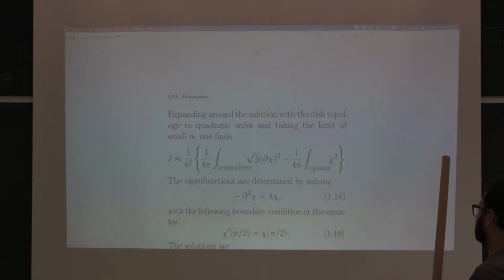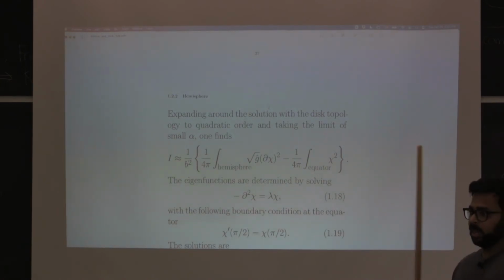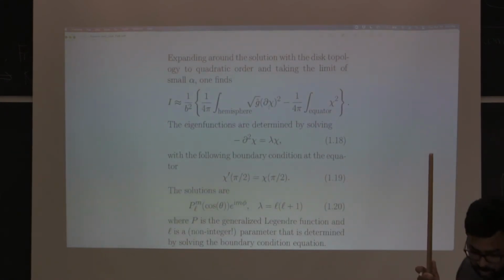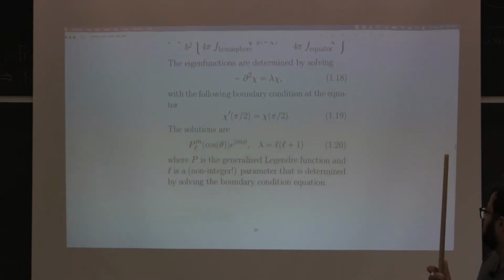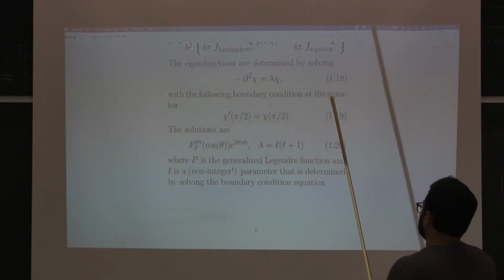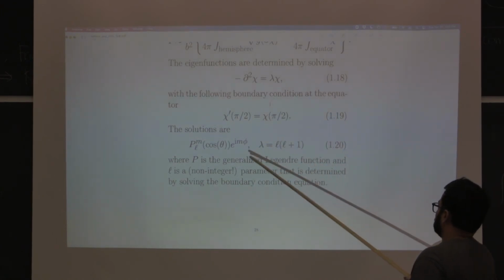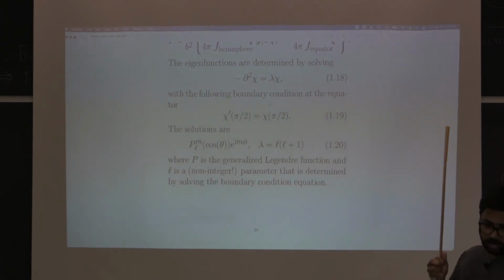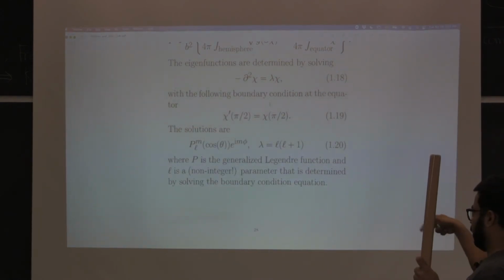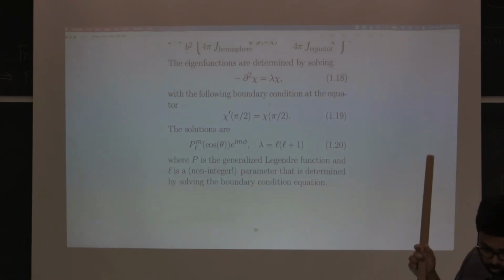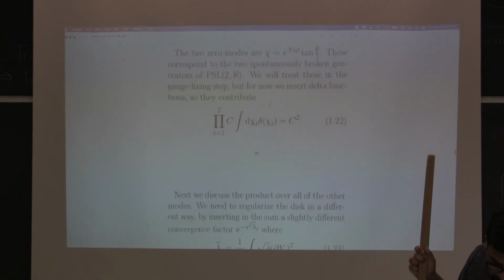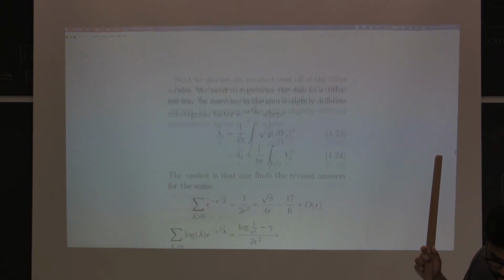And you can play the same game with the hemisphere. I'm not going to go over it. Again, you expand to quadratic order, write the eigenvalue equation, impose the boundary conditions, find all the eigenvalues, and just compute the determinant. Again, there are 2 zero modes here, which are given by this with some particular values of L and M that I don't remember now. But they're just e to the i phi times tangent of theta over 2. So it's basically exactly the same, except that we have 2 zero modes.